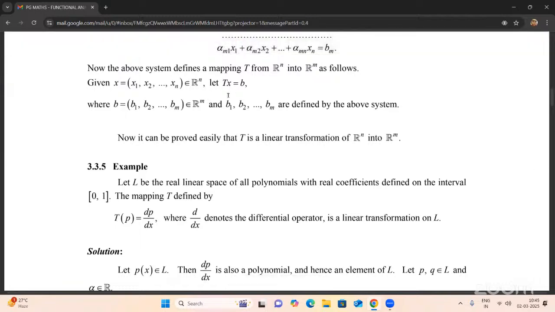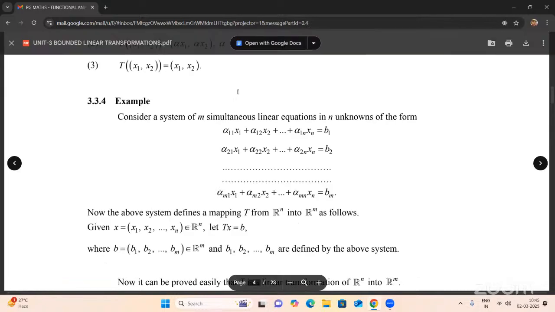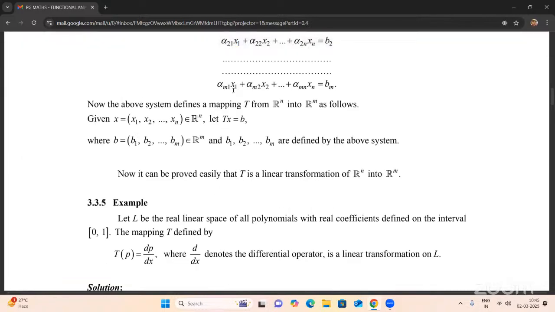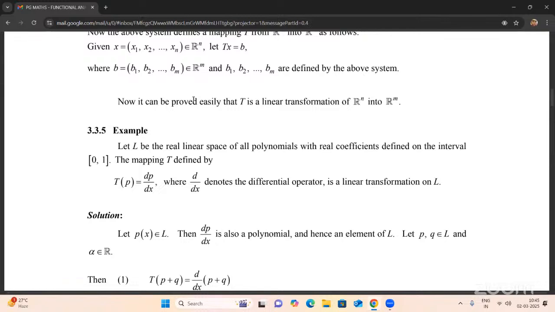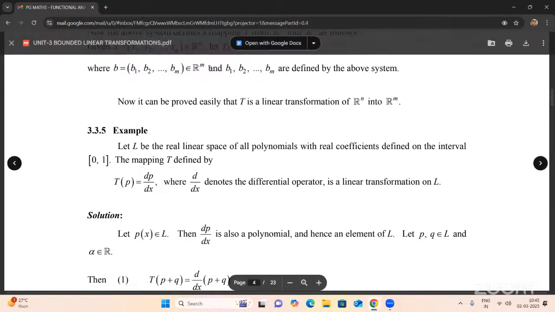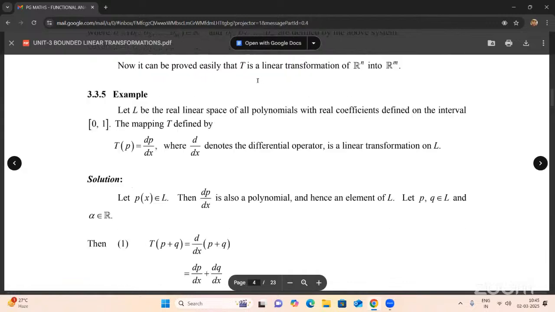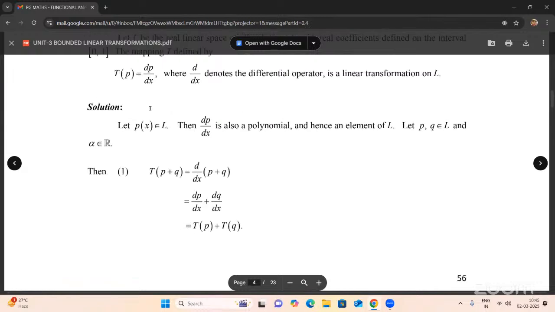Now, the above system of simultaneous linear equations defines the relation Tx equal to b. Now b means b1, b2, and so on up to bm. This also consists of m-tuples of the real linear space. Now here the capital T is a linear transformation from R power n into R power m.